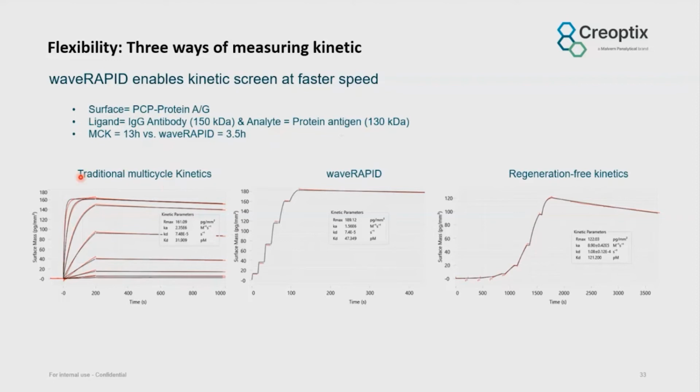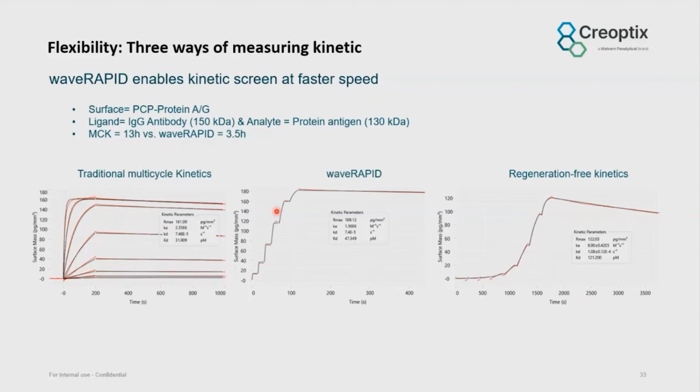Here we show multi-cycle or traditional kinetics that many of you may be familiar with from seeing on SPR systems. And here we're showing our waveRAPID run. We also compare this to regeneration-free kinetics, which is also known as single-cycle kinetics within the field. And what we like to show here is that with multi-cycle kinetics, it takes 13 hours to run this interaction analysis because you need to regenerate and run blanks in between each sample. You have this very long dissociation tail.